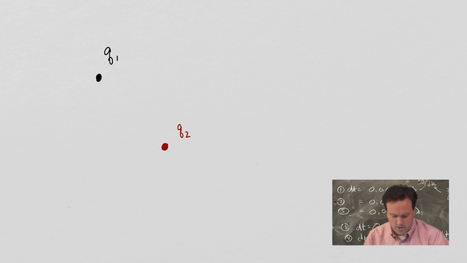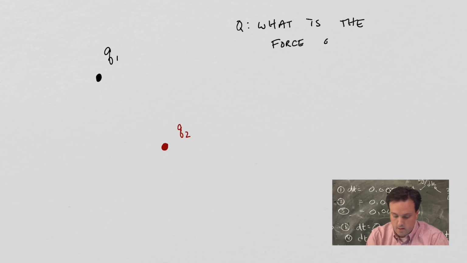So consider the situation where I have two charges, Q1 and Q2. Q1 is going to be the charge that I'm studying, the charge in question. And Q2 is some other charge that's going to be somewhere in the universe. It's the thing that's going to be creating, so to speak, the force that we're going to be measuring on Q1. So I want to ask myself, what is the force on Q1?